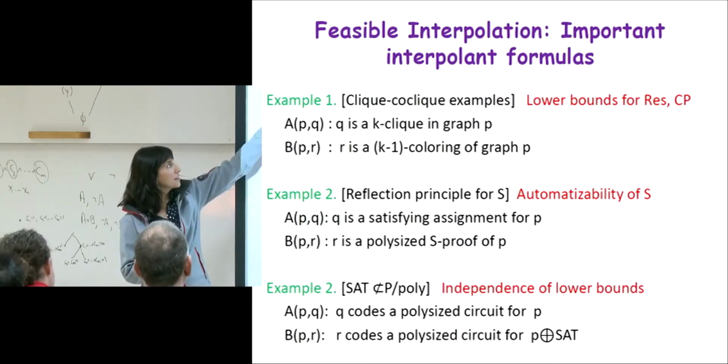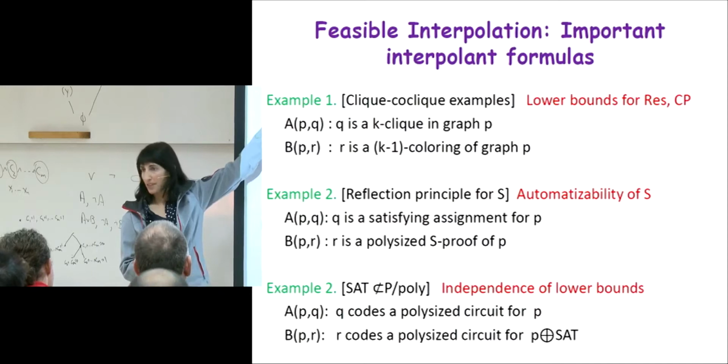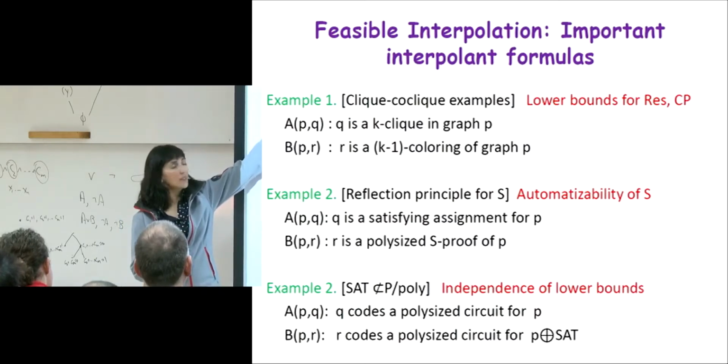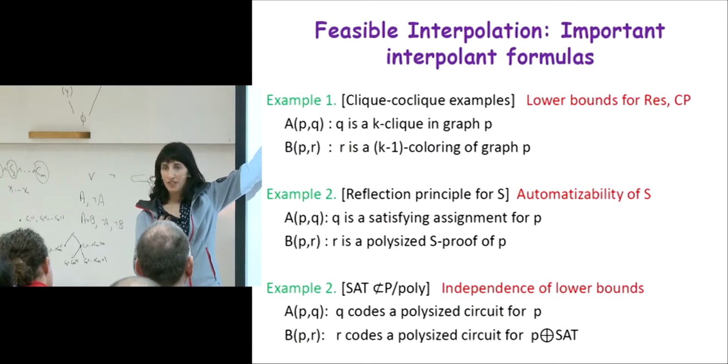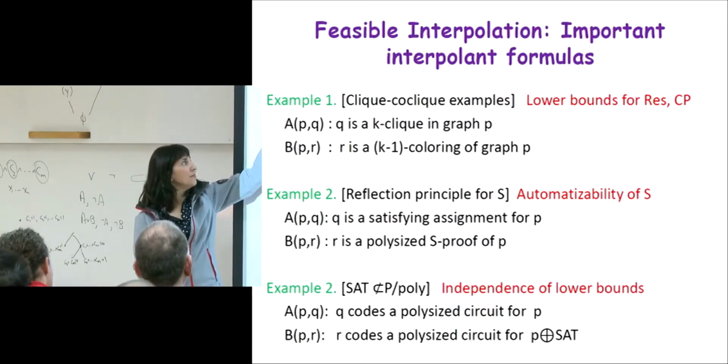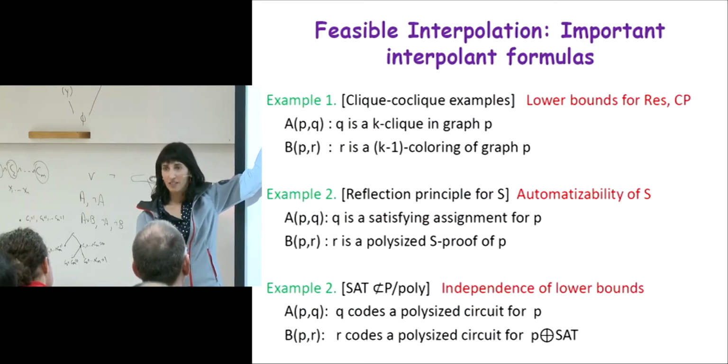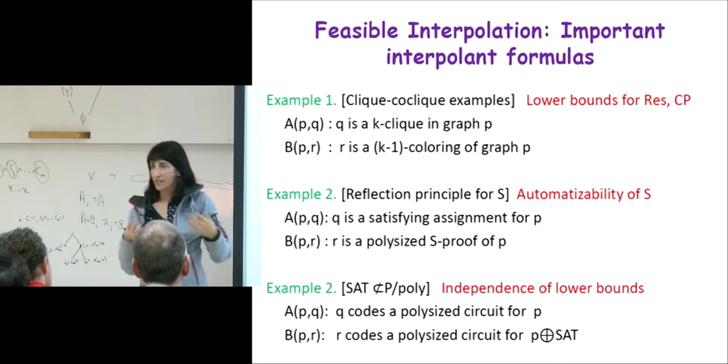And B, on the other hand, says that the same variables p describe a graph, but now the r variables describe a partition of the vertices into k minus 1 pieces. So the B part is trying to say that p contains an independent set of size k minus 1. And of course that's a contradiction because the graph can't contain both a k-clique and a k minus 1 coloring. So you're trying to distinguish between the two: given a graph p, does it have a k-clique or a k minus 1 coloring?